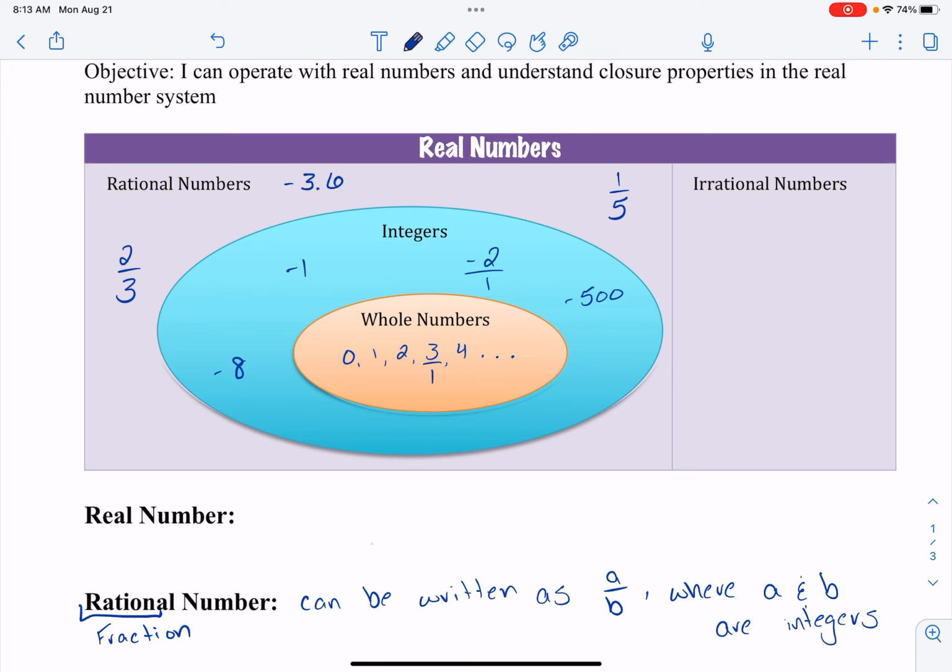-3.6 is a rational number because it can be written as -3 6/10, which would then be -36/10. I can divide both by 2, and I get -18 over 5. Don't lose that negative. Again, all of these are equivalent, but I can write -3.6 as a fraction, okay?